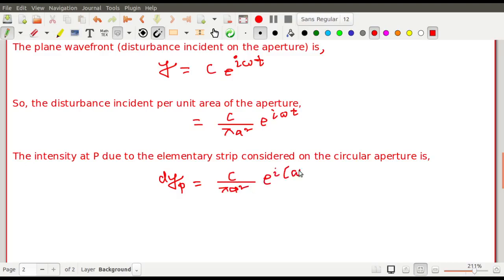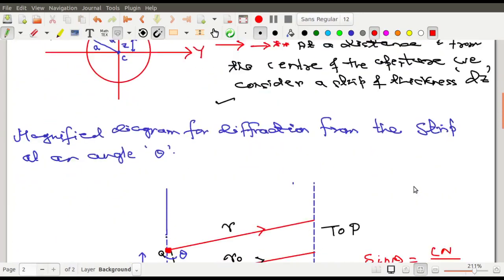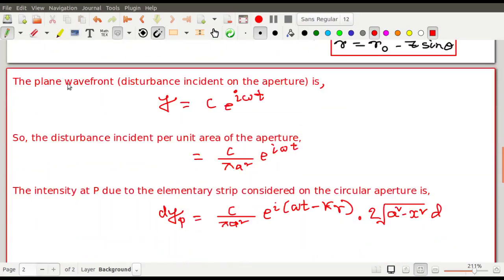There will be a phase difference. That phase difference will be omega t minus kr. The incident disturbance is omega t. It is a progressive wave, so there should be a phase lag or phase lead. That is e to the power i omega t minus kr. This was per unit area. And what is the area of the strip? If I consider the strip, it is 2 times root over a square minus z square into dz. So I take it as root over a square minus z square multiplied by dz, right?